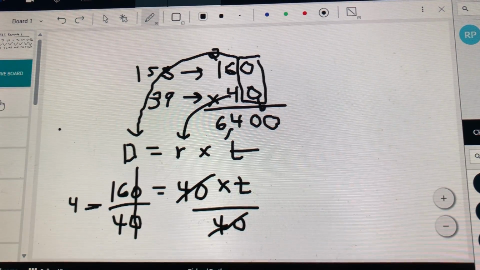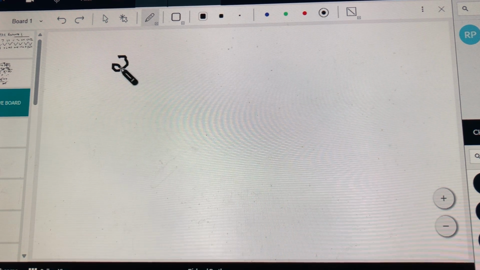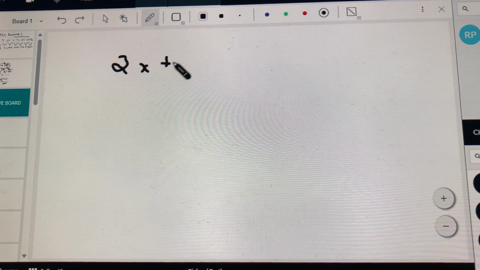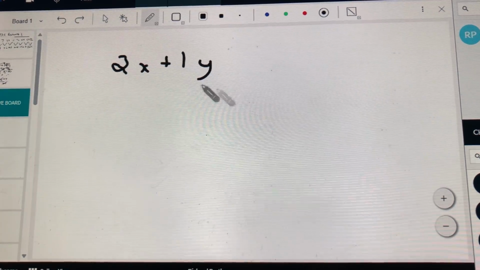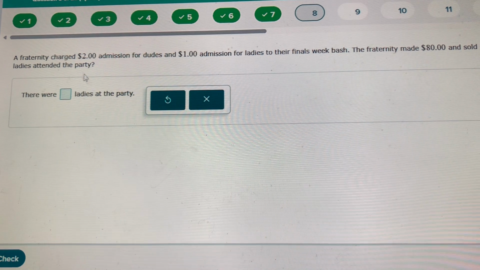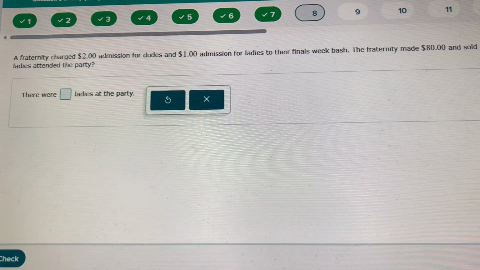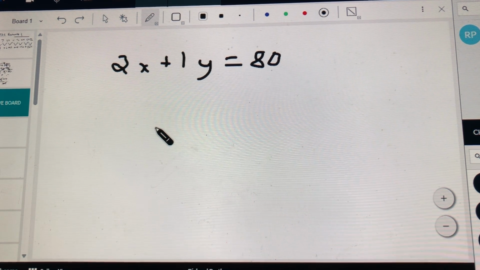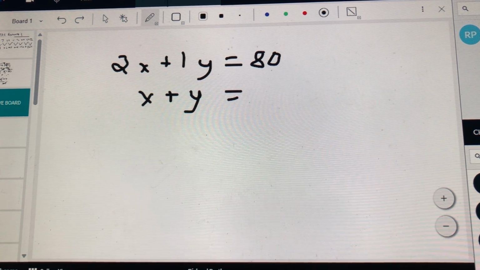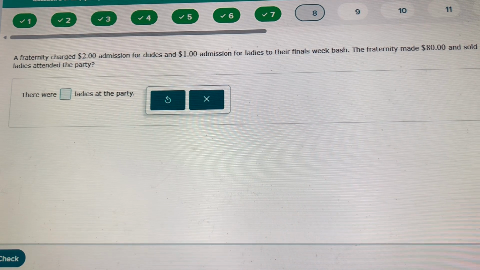So there's always one equation about money. They're charging $2 for males and $1 for females. So we just call whatever comes first X and whatever comes second Y when there's 2 of them. $2 for dudes, $1 for ladies. And then it equals $80 because you just have one equation that's all about the money. And then there's a second equation about the size of the group. So that's always X plus Y. The number of men plus the number of women equals the total size of the crowd, which is the 55 tickets.